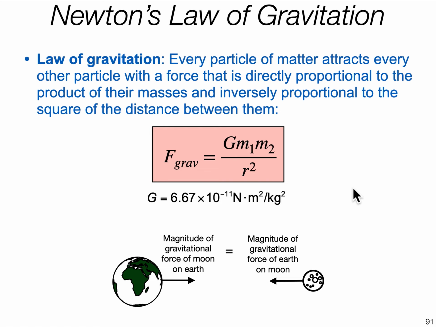Again, the larger the masses, the bigger the force, so the force is directly proportional to the product of their masses. If I make the masses bigger, the force becomes bigger, and it's inversely proportional to the square of the distance between them. So if I make the distance larger, that's in my denominator, so that makes my force smaller. This is a more general rule.